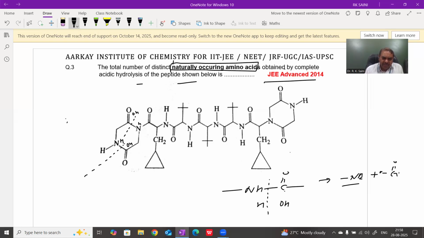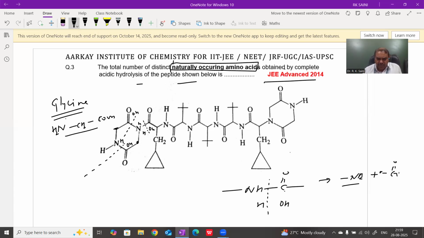And hence we consider this amino acid NH2, CH2, and COOH. It means it is glycine. This amino acid is glycine, and it is a naturally occurring amino acid. 20 amino acids are naturally occurring, including glycine. This part is also hydrolyzed. This part is also hydrolyzed. Therefore, this group is also glycine. So this ring consists of 2 molecules of glycine.